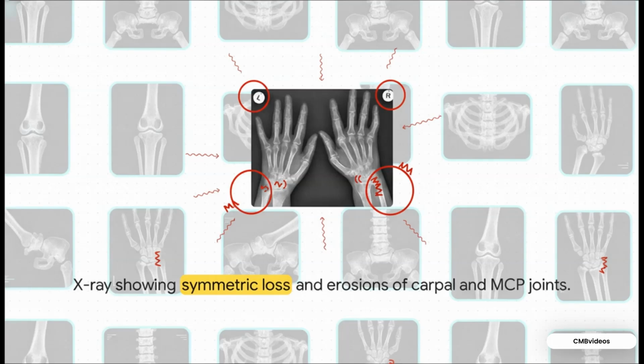Take a really close look at these hands. You can see that uniform, symmetrical joint space loss right away. The bones look like they are practically stacked directly on top of each other across the board. And right at the edges of those joints, specifically the carpi and MCP joints, you can clearly see these devastating subchondral erosions. The autoimmune process has quite literally taken bites out of the bone.